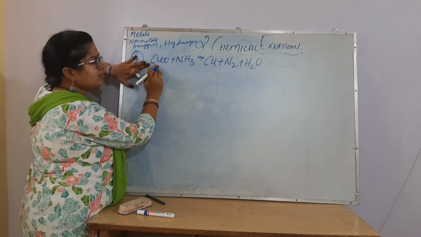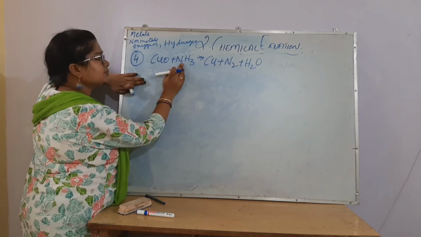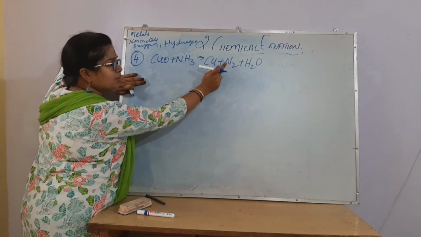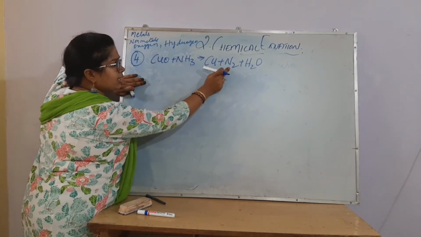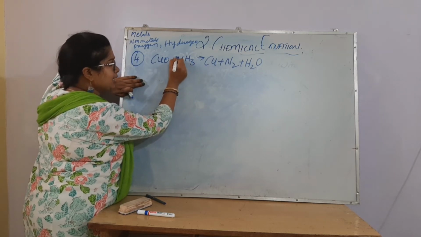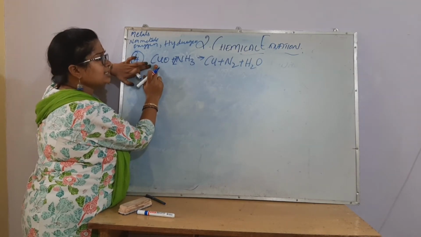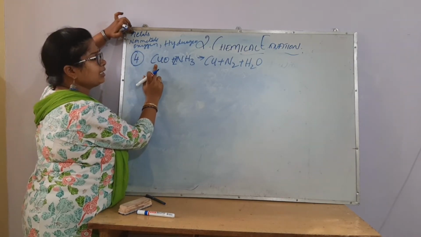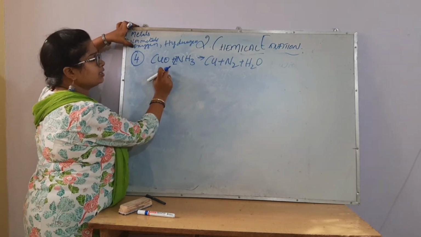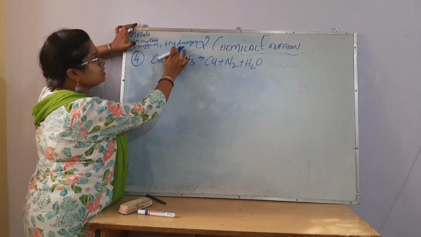First metals, 1 and 1, done. Next, non-metals: here 1, here 2. 1 into 2 is 2. So I need to change this. I should not write here; I should write here. Done. Metals again, 1, 1 done. Non-metals 2, 2 done. Next, oxygen. How many? 1, done. Next is hydrogen.